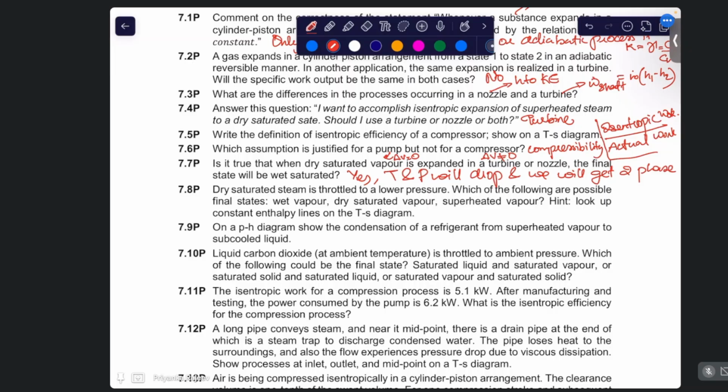But if our enthalpy H1 is above saturated enthalpy of the final pressure, then we will be having superheated. If initial enthalpy is equal to saturated enthalpy at final pressure, then we will be having dry saturated. And if initial enthalpy is less than saturated enthalpy at final pressure, then we will be having wet region. So all these three states are possible depending on the numerical value of enthalpy relative to the saturation enthalpy at the throttle pressure. Okay, I'll write it over here.